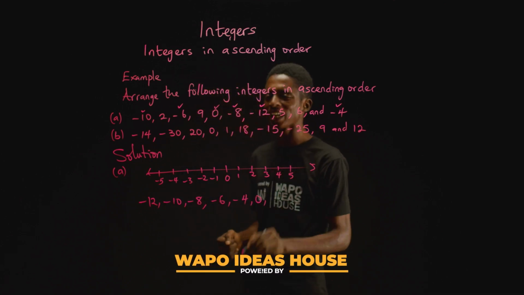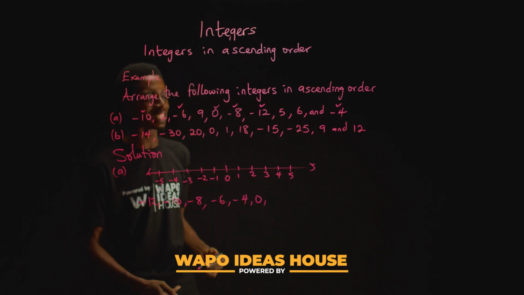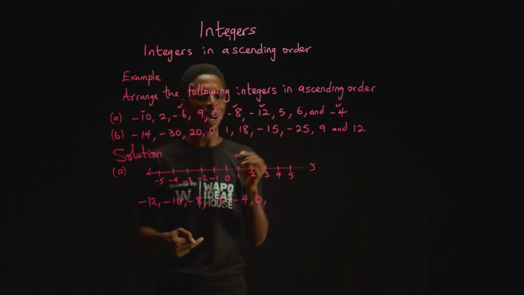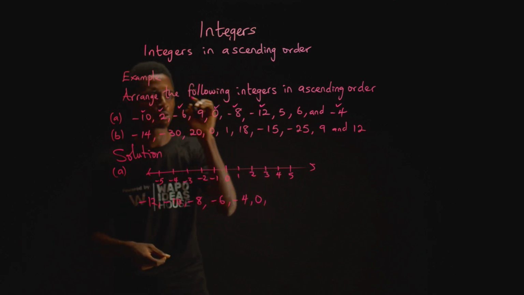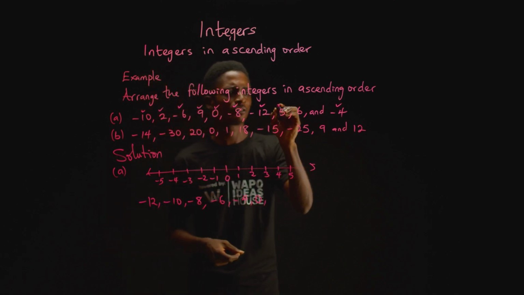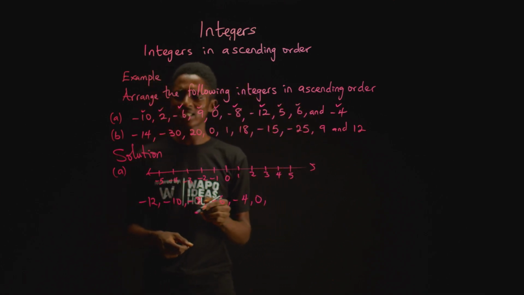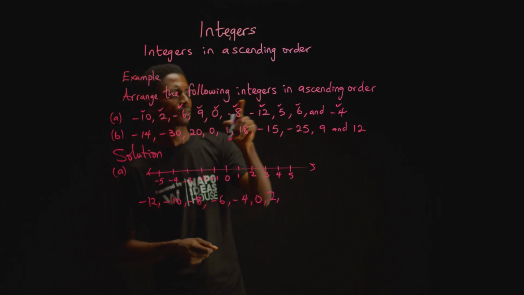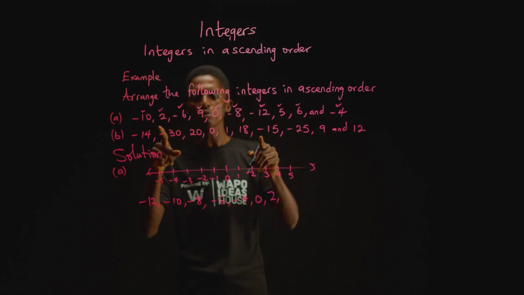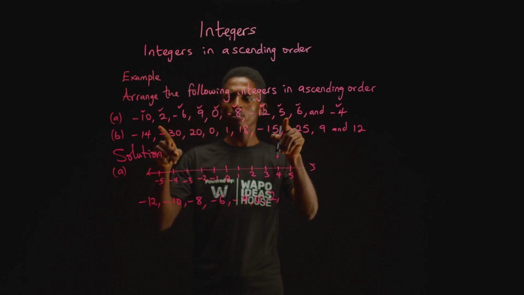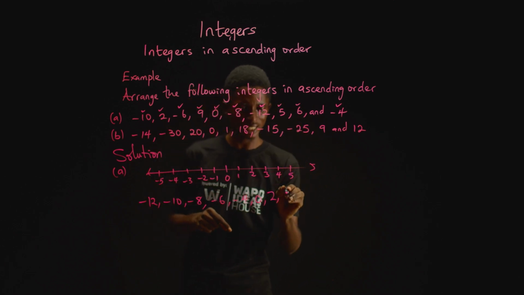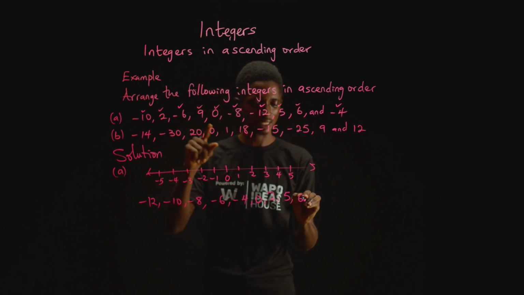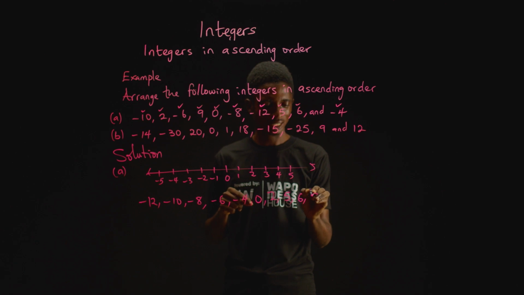And after 0, we can now begin to write our positive integers in increasing order. So the positive integer that will come first of what we have left. Remember, what we have here is 2, 9, 5, and 6. Which comes first? 2. Followed by, after 2, we have 5 and 6 and then 9. So the next number is 5. Then we have 6. And then we end it with 9.